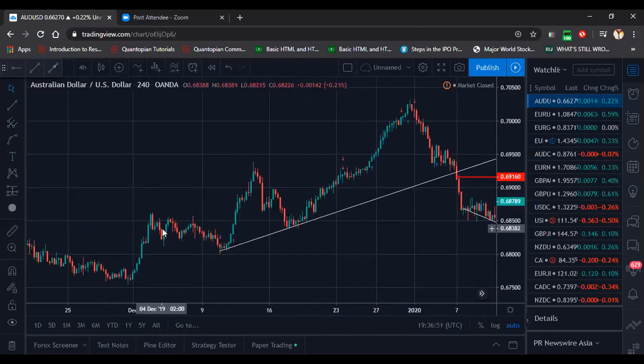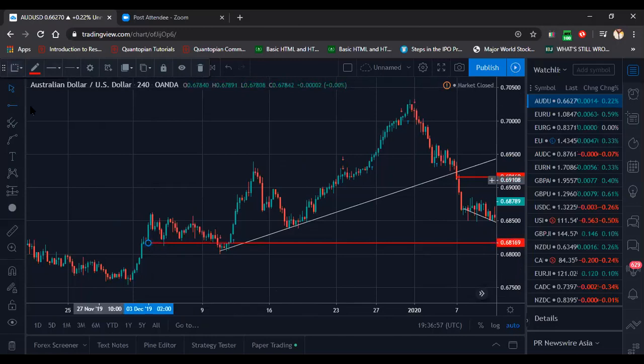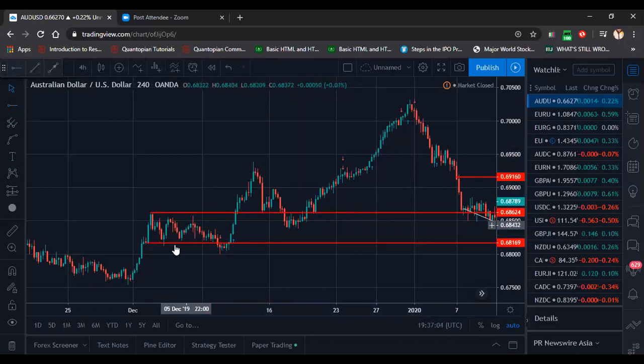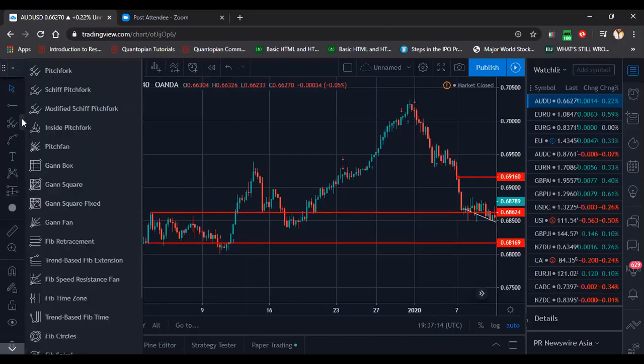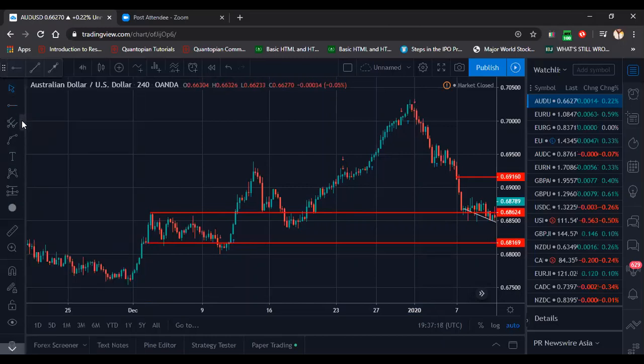And yes, so this is a ranging market, right? You realize that price has been trading within this range. There is no clear upwards or downwards. Price goes here, comes back, goes here, comes back, goes here, comes back, goes here, right? So you can say price is ranging.